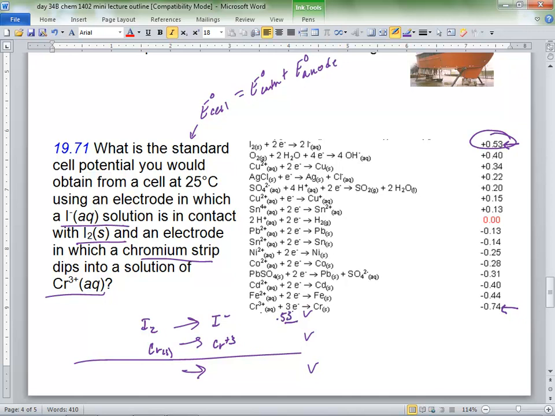What would you write down for the chromium half reaction? Positive 0.74. So the answer would be 1.27, right? Okay. And if they wanted the overall cell reaction, you could give it to them. You okay with that?